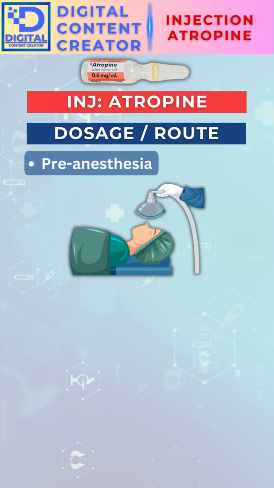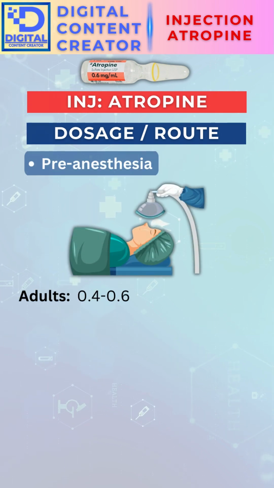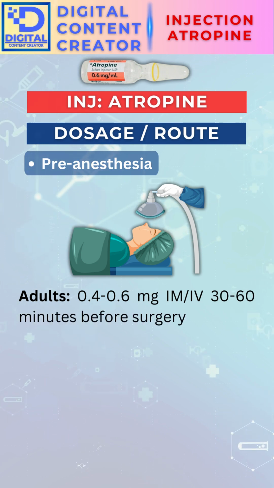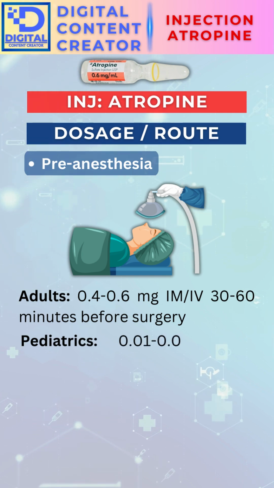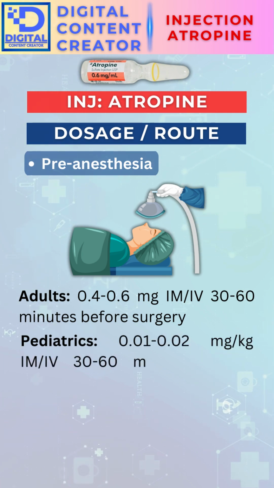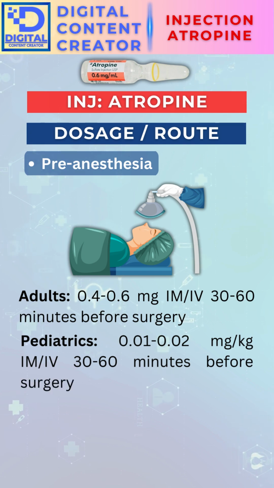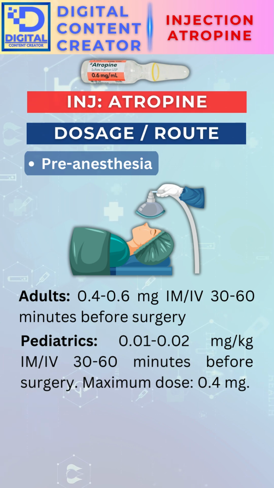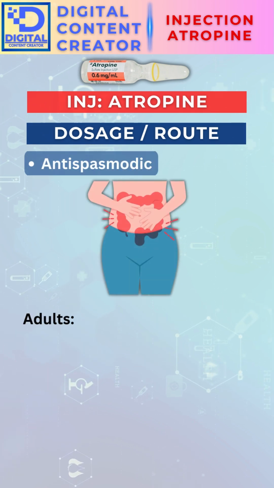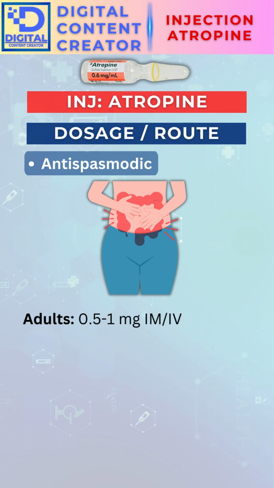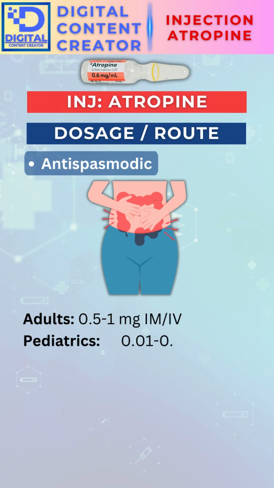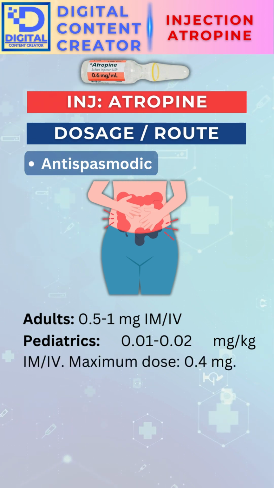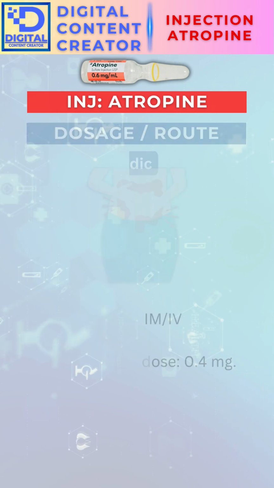In pre-anesthesia, the adult dose is 0.4 to 0.6 mg IM or IV 30 to 60 minutes before surgery. In pediatrics, 0.01 to 0.02 mg per kilogram IM or IV 30 to 60 minutes before surgery. Maximum dose, 0.4 mg. As an antispasmodic, the adult dose is 0.5 to 1 mg IM or IV, and in pediatrics, 0.01 to 0.02 mg per kilogram IM or IV. Maximum dose, 0.4 mg. Now let's see.